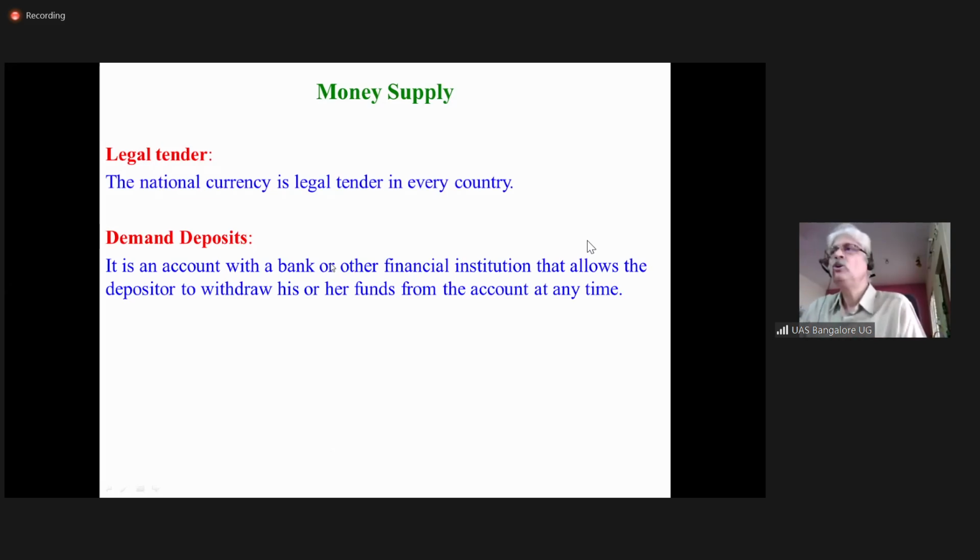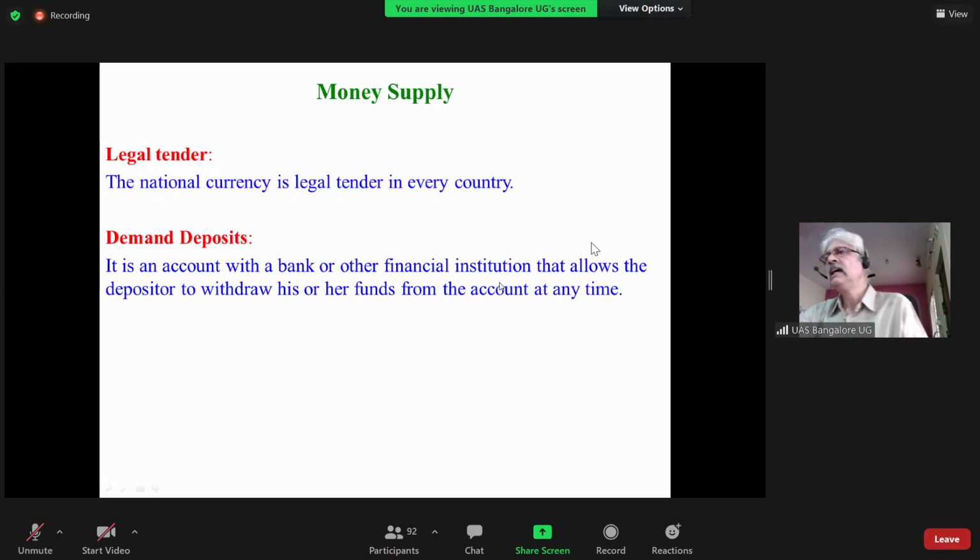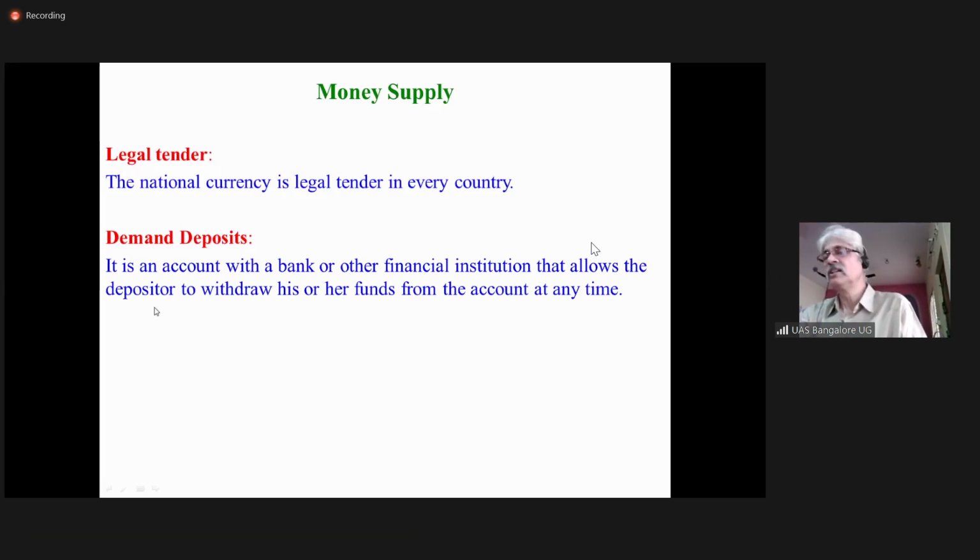Okay, you may open a demand deposit account. You may open a savings bank account. It is an account with a bank or other financial institution that allows the depositor to withdraw his or her funds from the account at any time. So that is demand deposit.